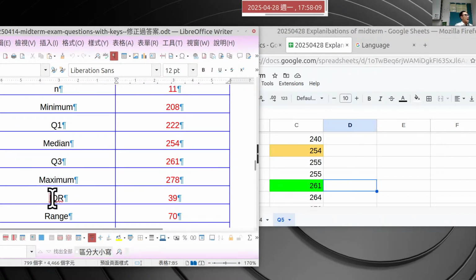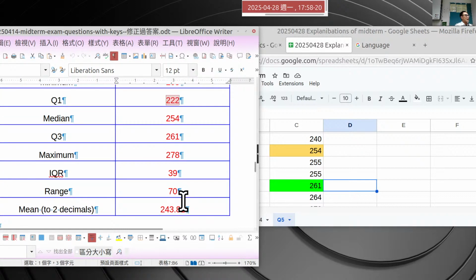Who is the IQR? IQR is Q3 minus Q1. Q3 minus Q1. 278 minus 222. That is 7.